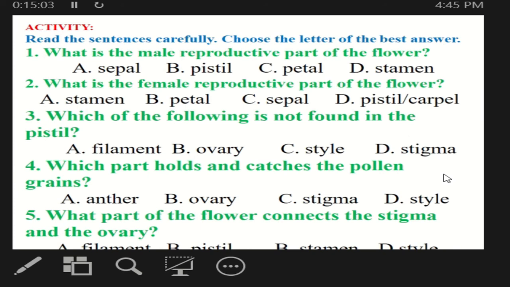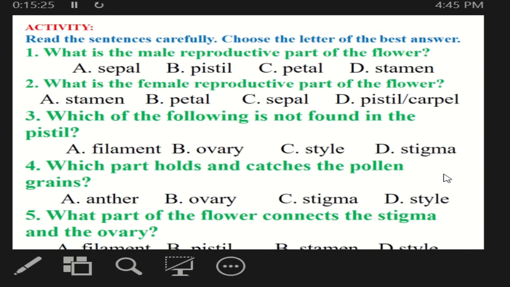Let us have an activity. Direction: Read the sentences carefully. Choose the letter of the best answer. Number 1. What is the male reproductive part of the flower? A. Sepal. B. Pistil. C. Petal. Or D. Stamen.